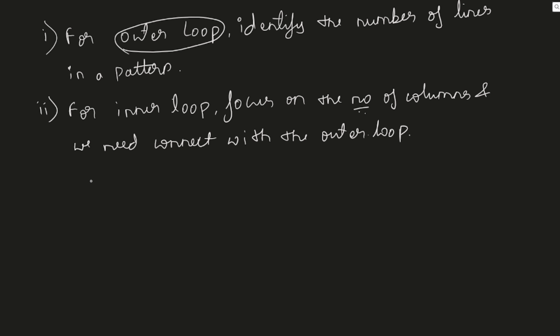And inside the inner loop, we need to print whatever pattern we are given. So either we are given a star, or characters A, B, C, or even numbers, 1, 2, 3, and so on. I hope the steps to solve any pattern are now clear. Let us try to solve our first pattern.